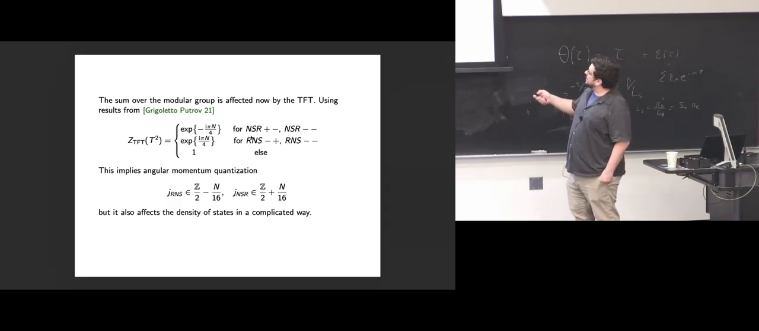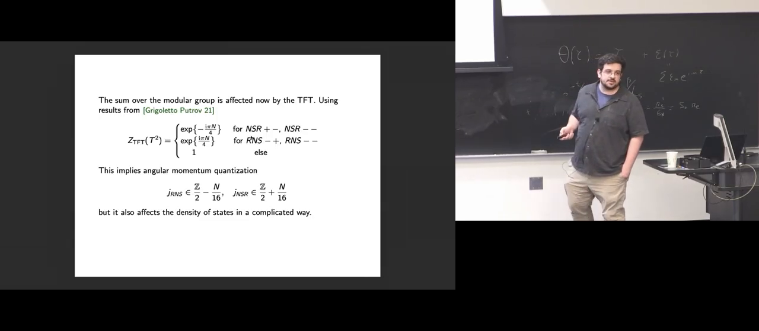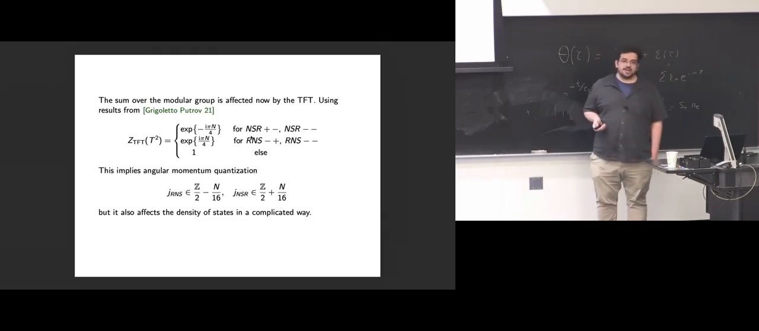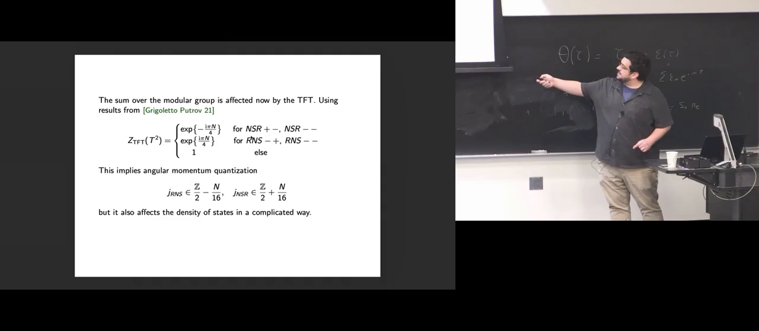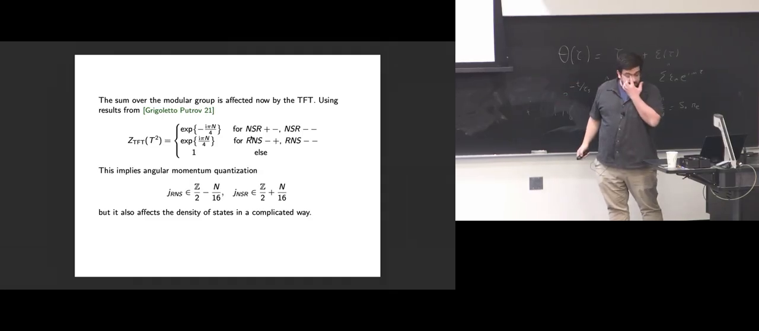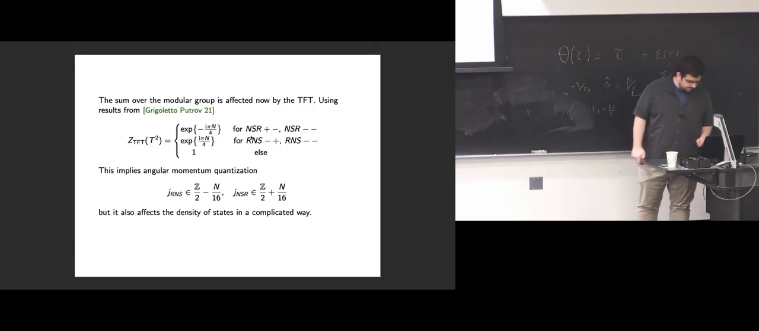And if you act with T squared, now this adds these phases in the twisted Hilbert spaces. So now there is an anomaly in the quantization of angular momentum that appears only in the RNS or the NSR Hilbert spaces, but not in the RR or NSNS. So here I'm thinking of this as the partition function of the TFT on the lens space that comes from gluing up to this action with T squared.